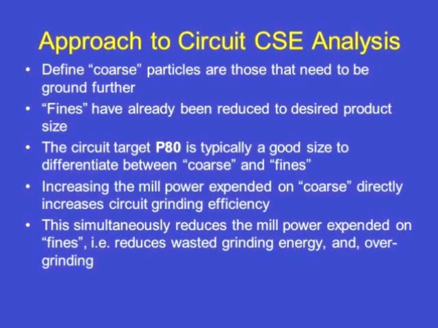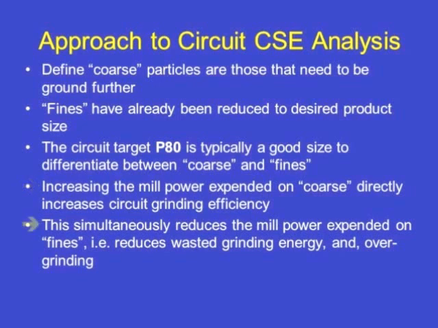So in approaching circuit analysis using classification system efficiency, another way to think of this is just think of CS, coarse solids. That is solids in the mill that are coarser than the target, the P80. We define coarse materials as those that need to be ground further, and fines are already fine enough. They should be downstream in flotation or leaching. The circuit target P80 is typically a good way to do the analysis. So we usually say anything coarser than the P80 is coarse, anything finer is fine, and we do our analysis based on that. And increasing the mill power expended on coarse directly increases circuit grinding efficiency, directly and linearly.